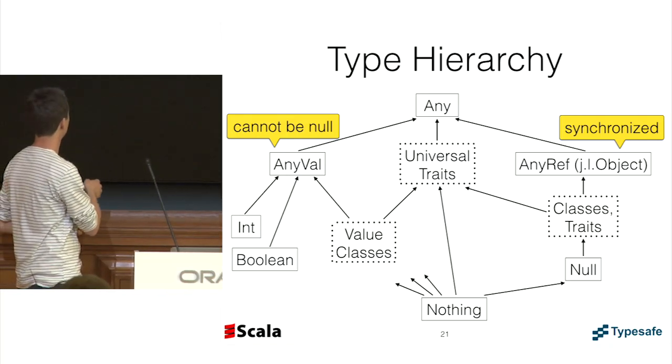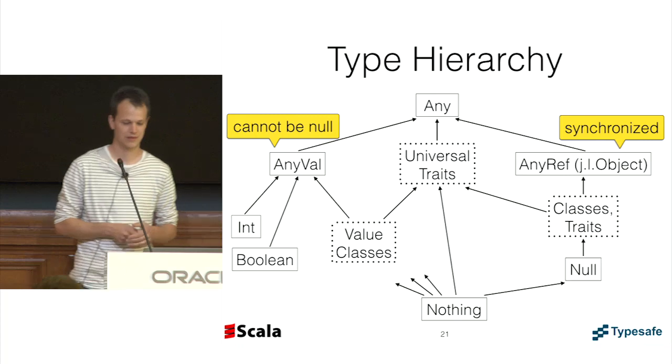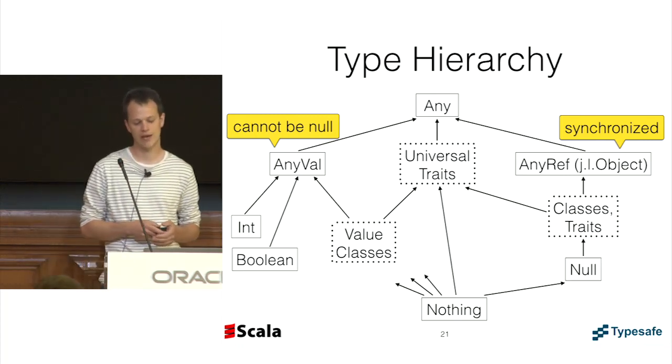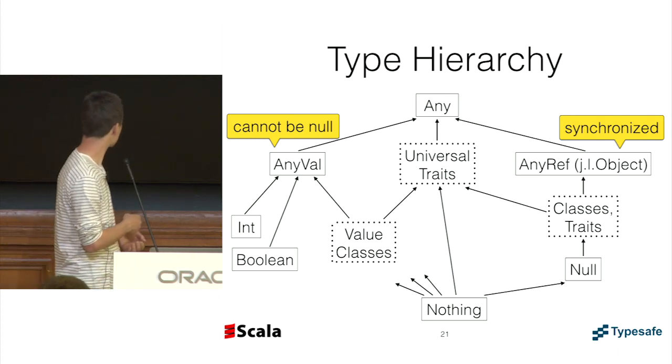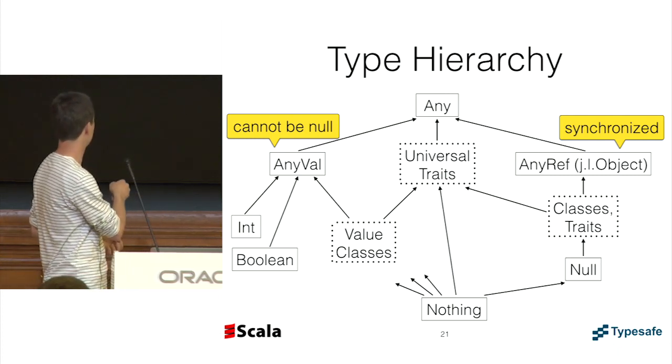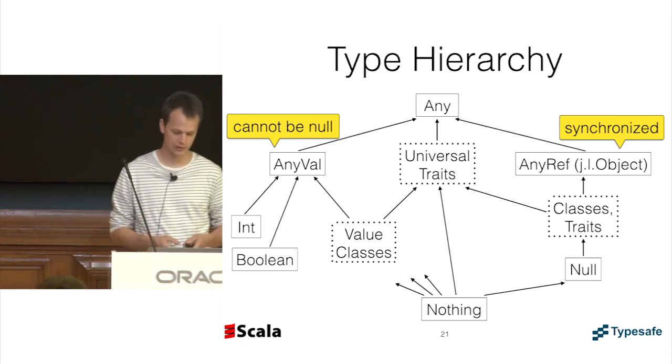So universal traits live kind of in the middle. And by the type system, they don't have access to synchronization. And then a universal trait can be extended both in a user-defined reference trait or in a value class.